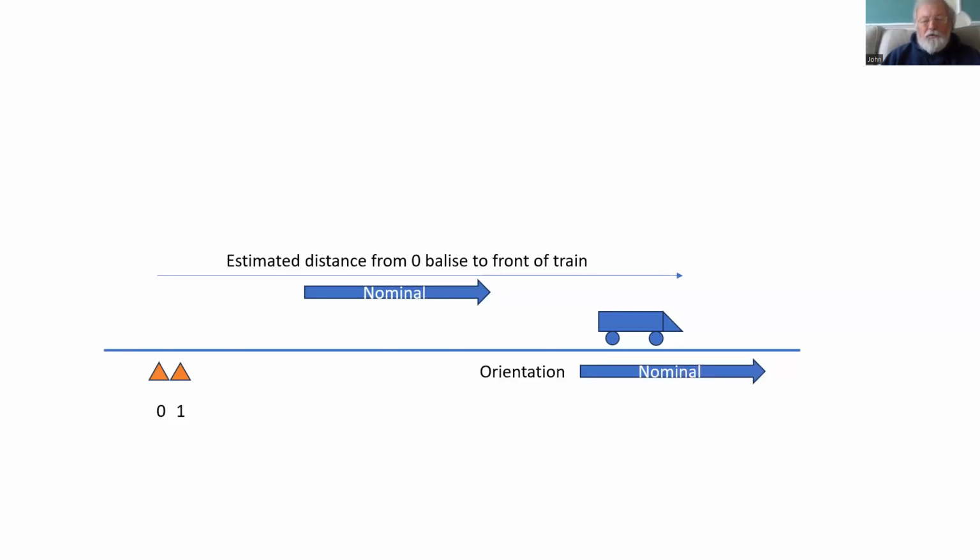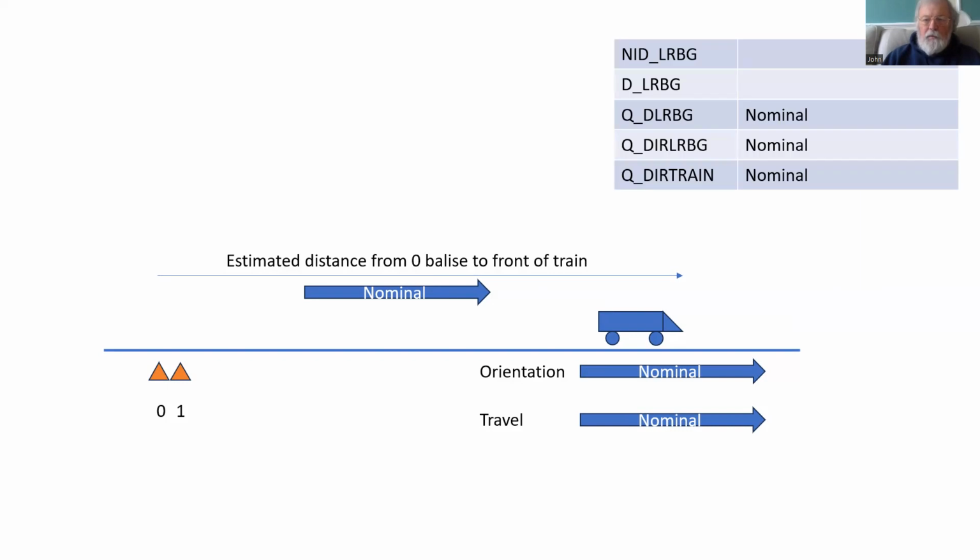The train will also report its orientation, which means which end is the leading and active cab. In this case, that is also in the direction of the LRBG, so its orientation is also nominal. And it will report its direction of travel. In this case, it's going forwards, it's going away from the Balise group, and it's continuing in the nominal direction. And all these items get reported as part of the position report. And we can see that the various items in the position report come from the information we have just been looking at regarding this train.